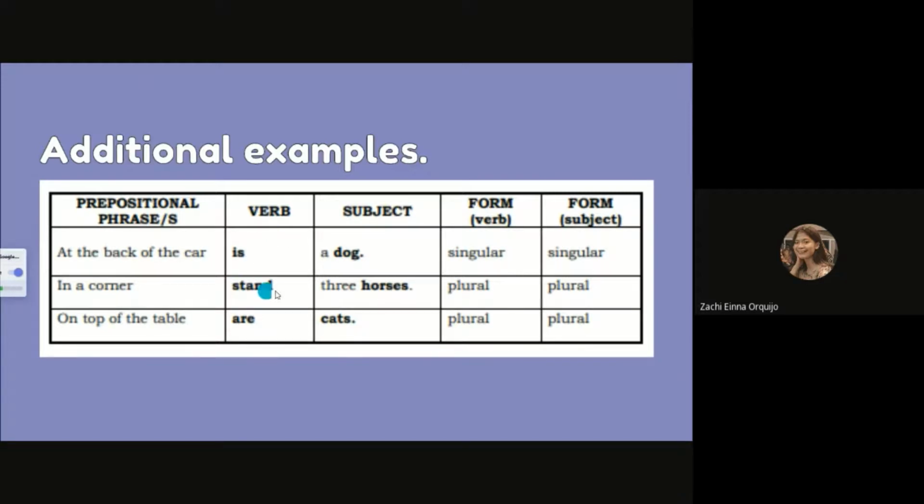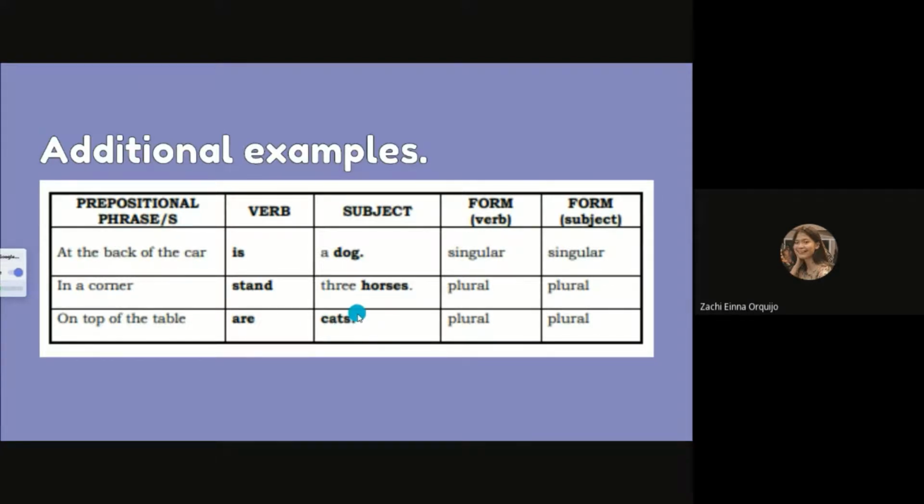That's why our verb should not have S. So, stand lang siya. So, our verb is plural, stand, and our subject is plural, 3 horses. That's why they agree. Tama ang subject at verb natin. And lastly, on top of the table are cats. So, ano yung pinag-uusapan natin? Cats. At it is more than one.